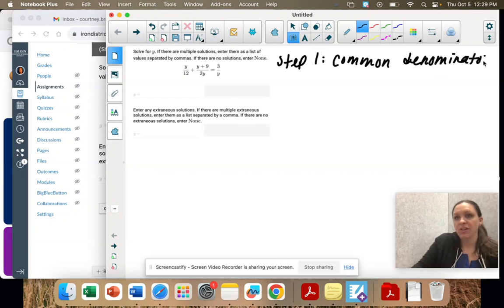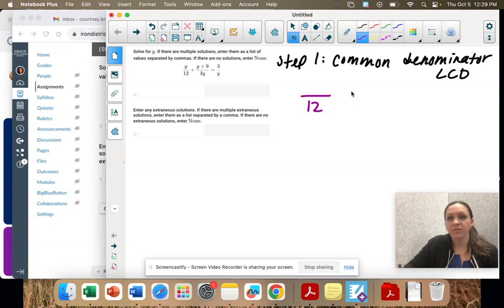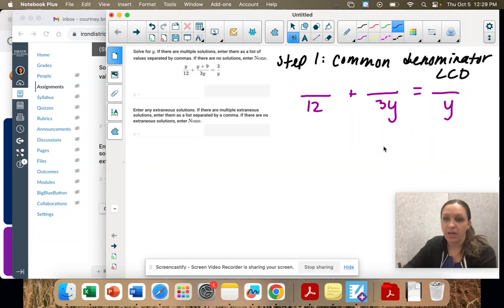We also call that, remember, the LCD, least common denominator. To do that, we look at the bottoms. I have 12, I have 3y, and then y. So we're going to look at what is the same. Well, these both have a y. So on my common denominator, I'm only going to put one y. Think about it. When I multiply up top by the y, I only need one to cancel out.